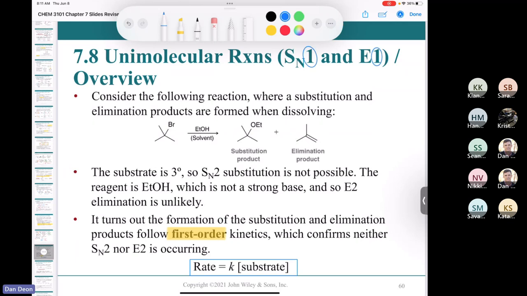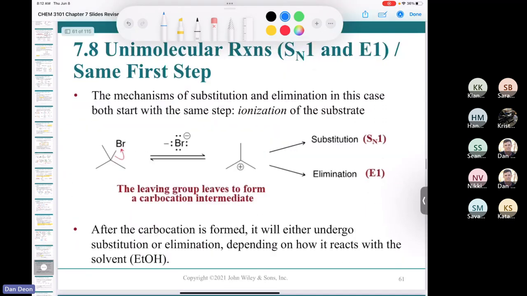And if you go back to my previous lecture, I said, you know, SN together, E together, right? It was a concerted mechanism. The mnemonic that my students use for this is SN1 at a time and E1 at a time. And if you're wondering, what do you mean by one at a time? Well, I'm going to show you right now.